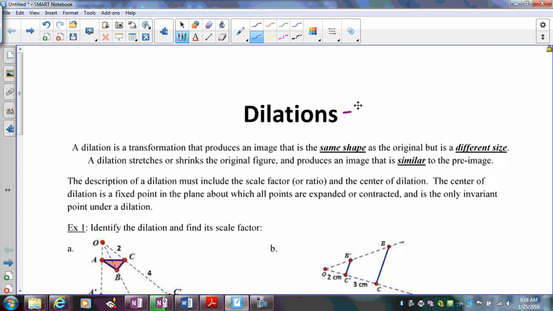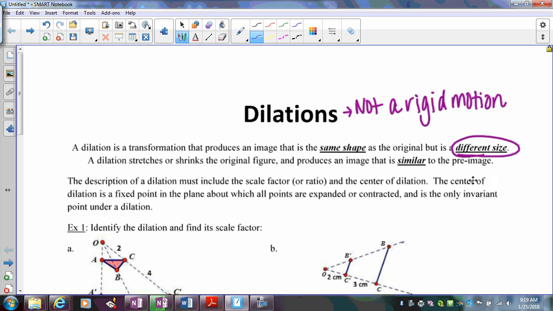So let's just add that. It's not a rigid motion. Because if you remember what a rigid motion is, it's a transformation that preserves angle measures and side lengths, also meaning it preserves shape and size. But for a dilation, the size is going to be different, meaning the side lengths will change. So the angle measures will stay the same, so I'm going to write that above it, same angle measures. That's what's keeping the shape, but different size. So different side lengths.